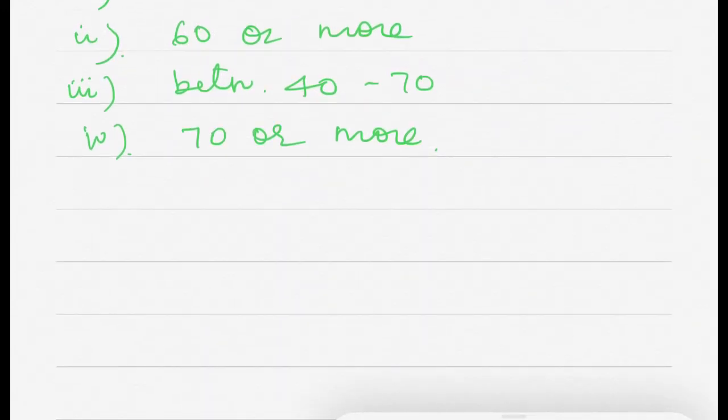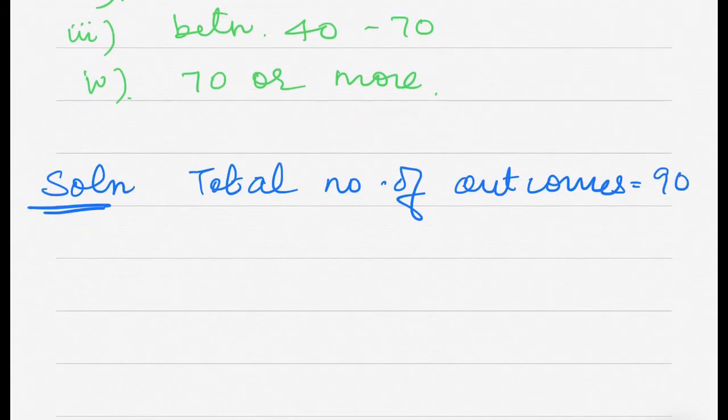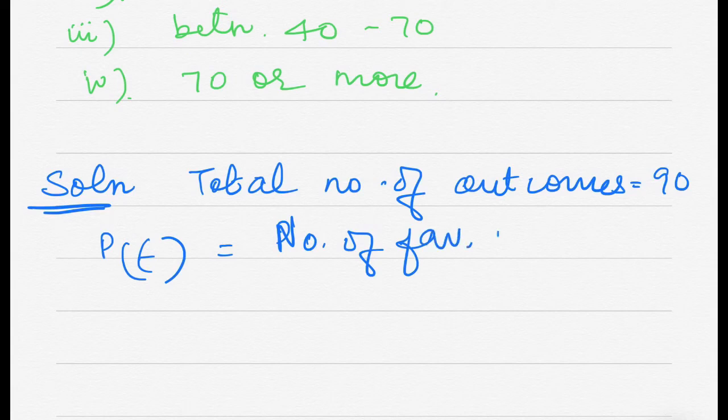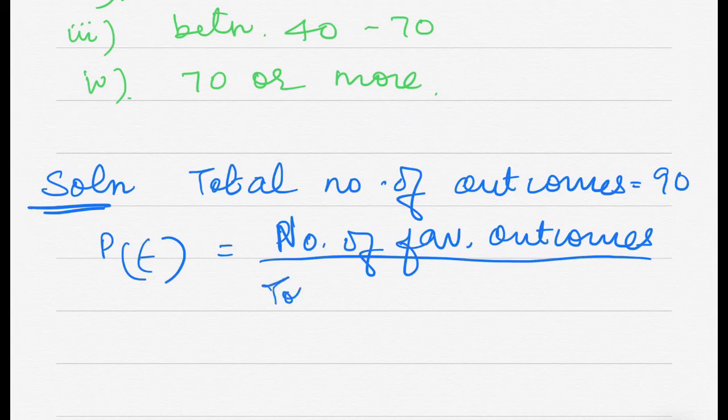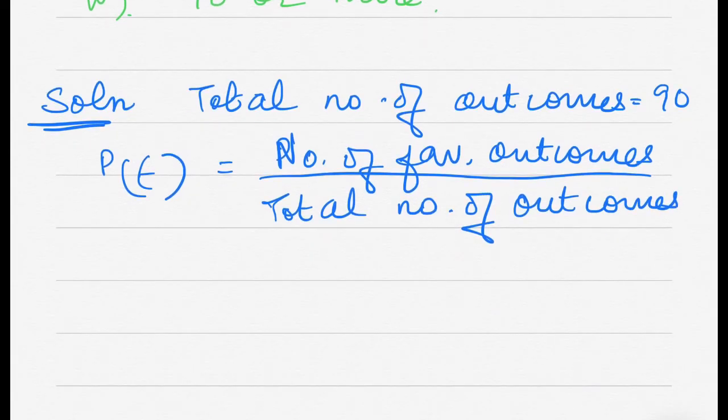So again, I think now everybody is clear how to do it. First we'll write down the total number of outcomes. The number of students is 90, so this will be 90. And then I'll write down my formula. So the probability of an event is equal to the number of favorable outcomes by the total number of outcomes.